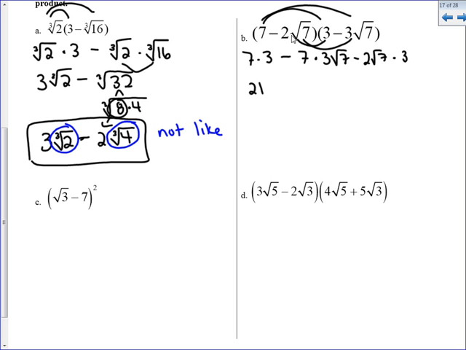And then my last is negative 2 square root of 7 times negative 3 square root of 7. Positive or negative? Positive. So the last term is a negative times a negative. It's going to be positive. So plus 2 square root of 7 times 3 square root of 7.